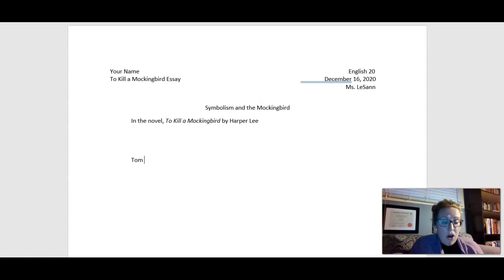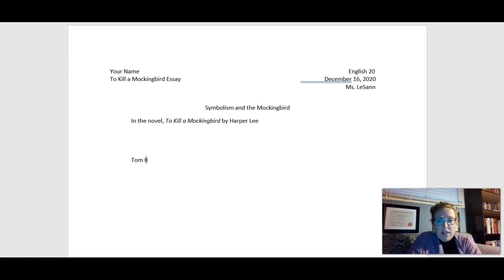I might start small with one of the minor characters where maybe it wasn't clear whether they were a mockingbird or not. Maybe like Dolphus Raymond or somebody like that. But Tom Robinson is a clear example of Harper Lee trying to connect the mockingbird and this symbolic figure.